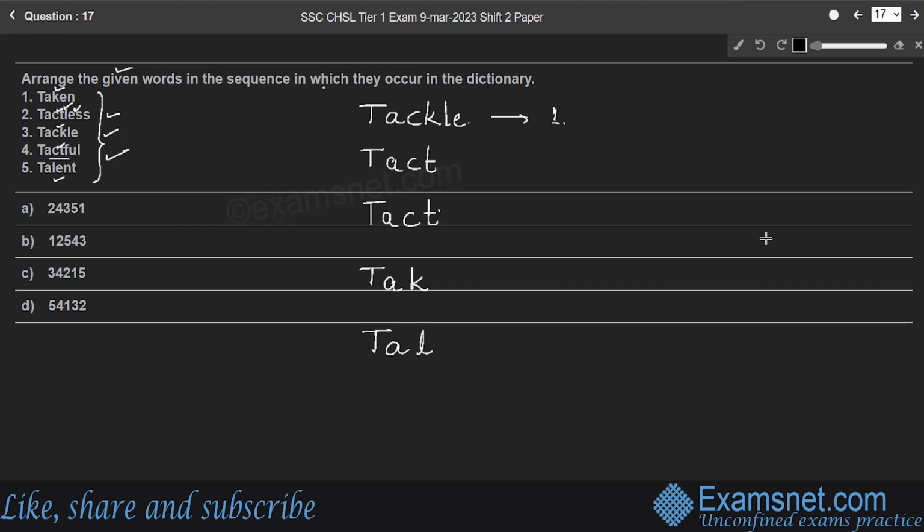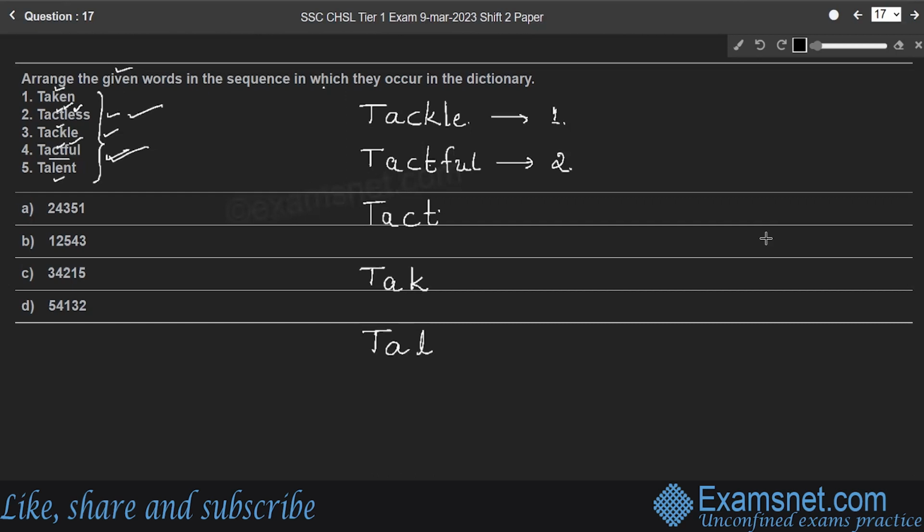So it depends on the fifth letter. E is the fifth letter in the second word, whereas F is the fifth letter in the fourth word. Therefore, E comes before F, therefore TACT. Sorry, L is the fifth letter, not E. So F comes before L. Therefore, TACTFUL is the second word.